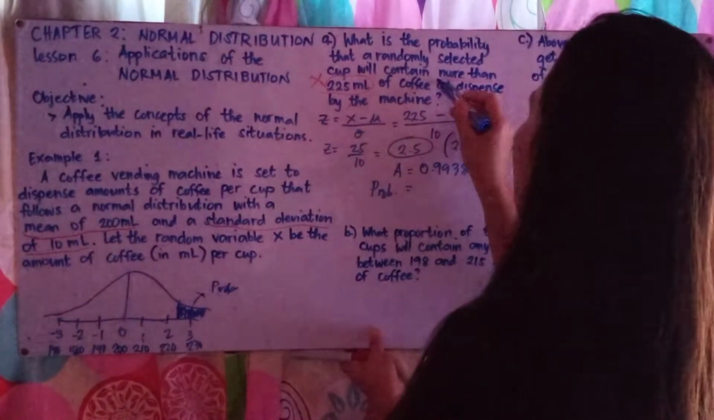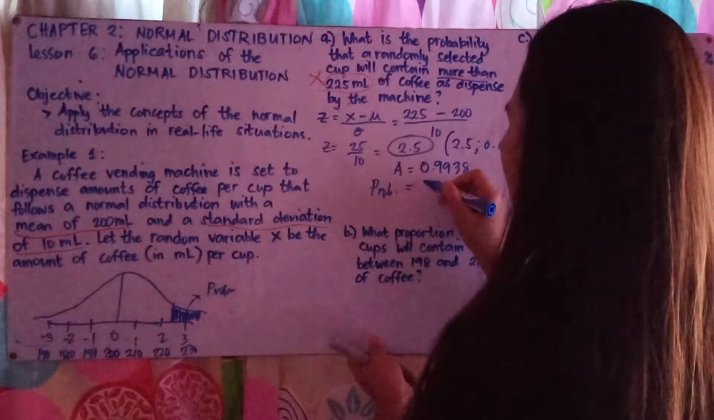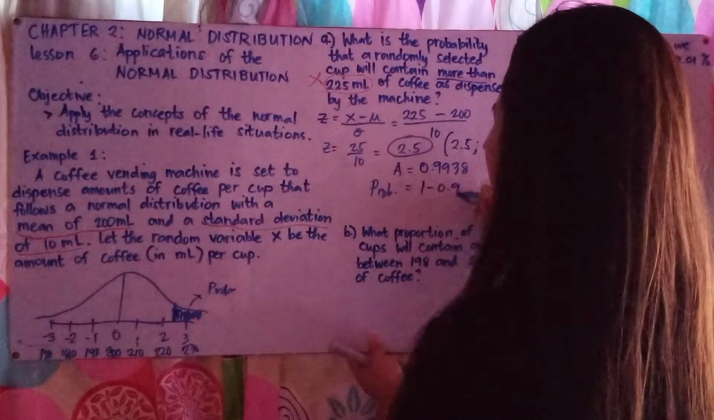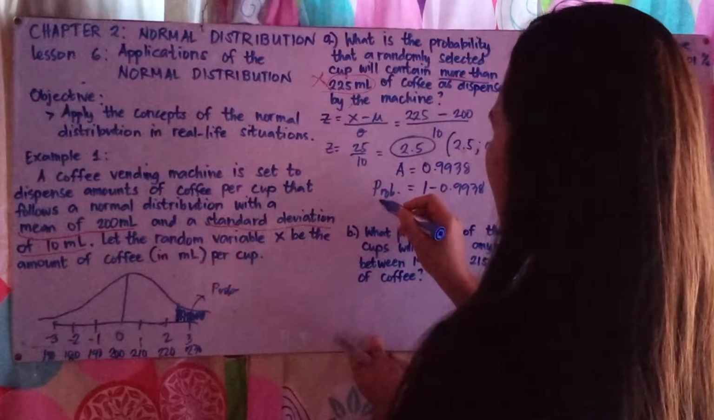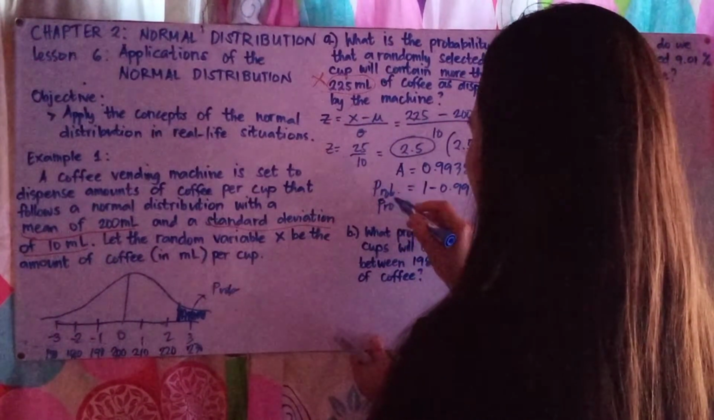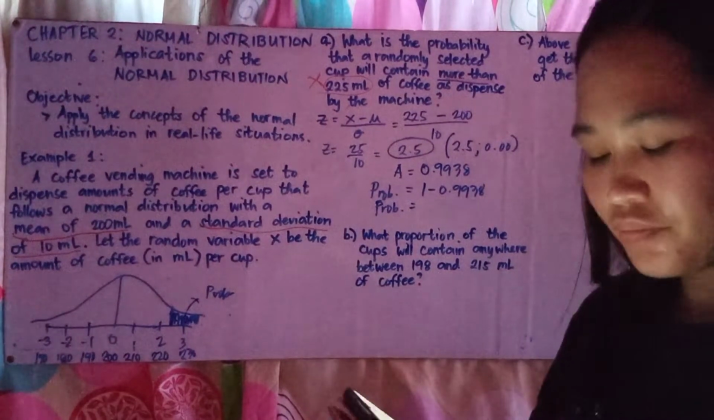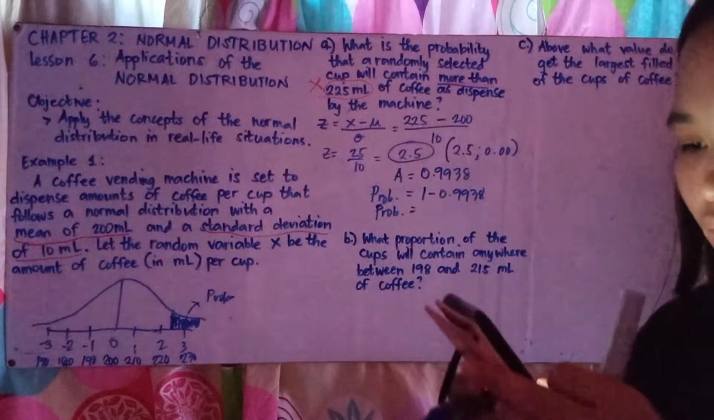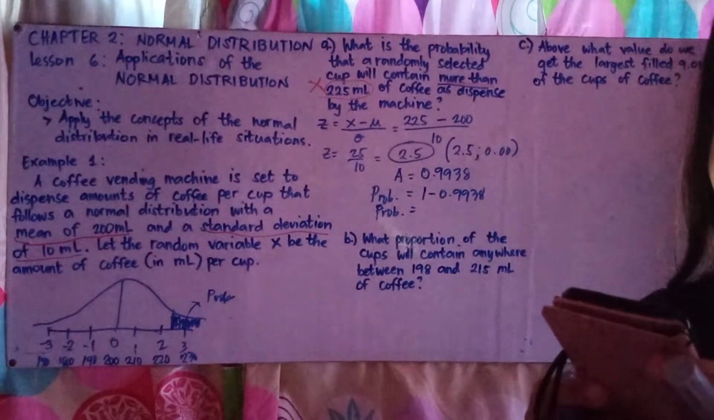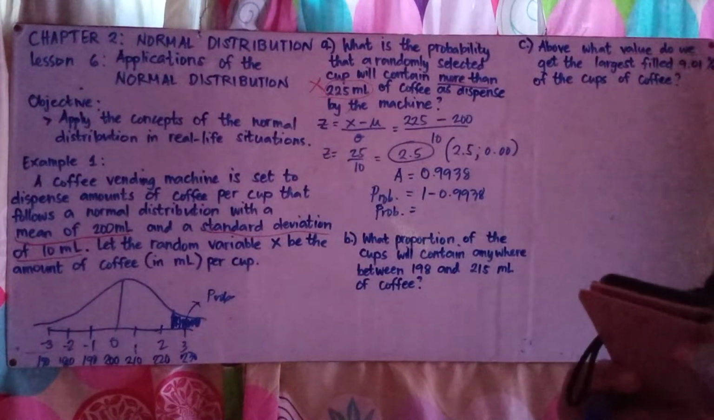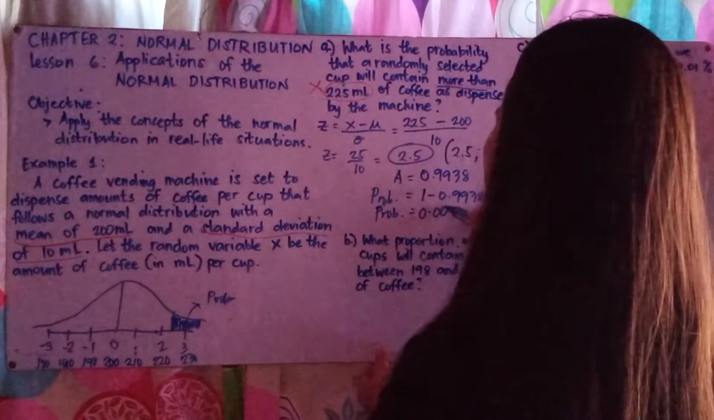To solve for the probability, since it is more than, as in our previous discussion, we use 1. So 1 minus 0.9938. Our probability is 1 minus 0.9938, which is 0.0062.